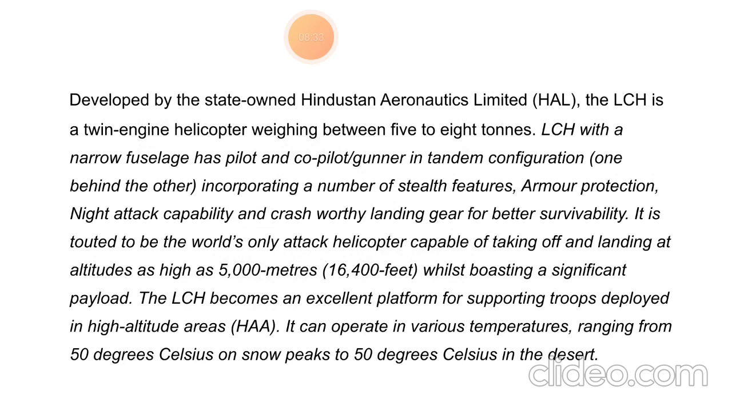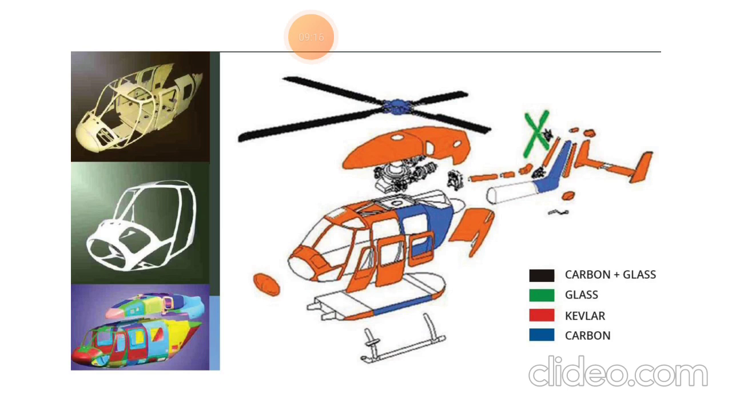The LCH was developed by the state owned Hindustan Aeronautics Limited, HAL. The LCH is a two engine helicopter weighing between 5 to 8 tons, with a narrow fuselage for pilot and co-pilot. This LCH is also called the Dhruv. Some configurations are given here, such as range, speed, and temperature in degrees Celsius in desert conditions. Then see the figure of this helicopter: carbon plus glass fibers, Kevlar and carbon are used, shown in a variety of colors.